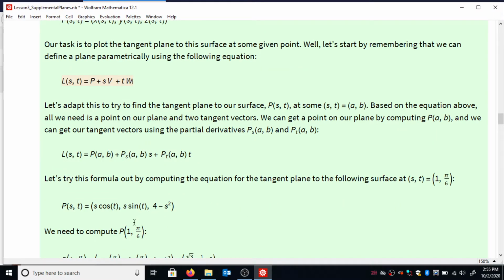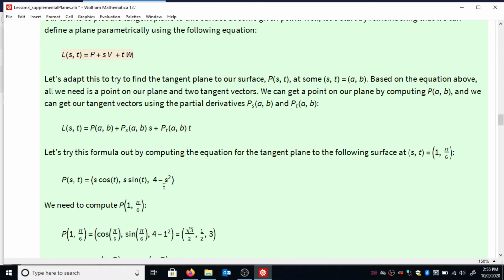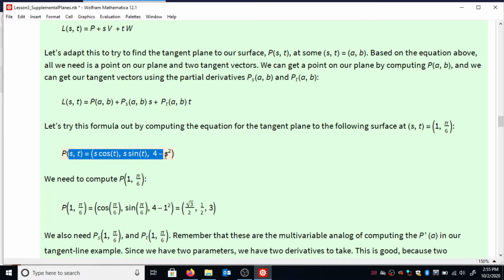All right, well, let me try crunching some numbers. So I'm going to make up a surface here. I just made up some surface that I thought plotted out nicely. I made up some point of tangency, and let's see if we could take the equation for this surface and this point of tangency and find the equation for the tangent plane to our surface at the given point.